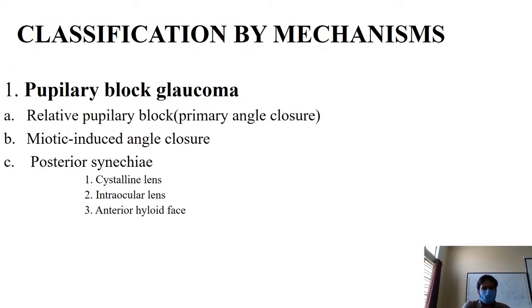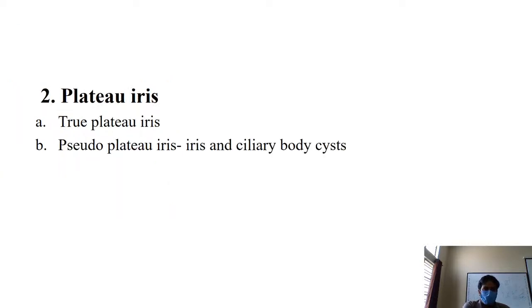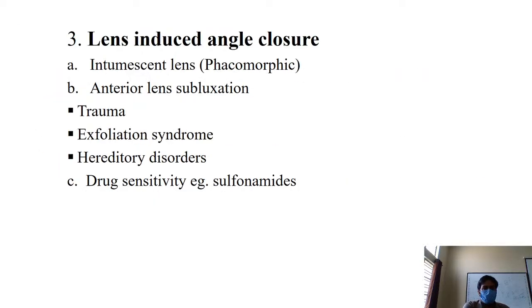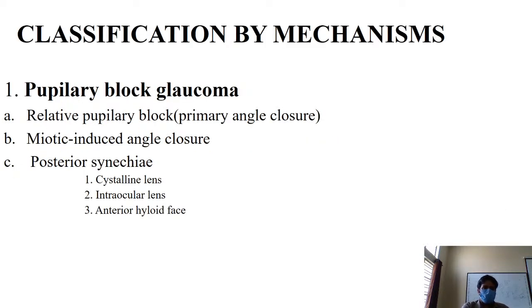The other classification some people use are pupillary block glaucoma, plateau iris, and lens-induced glaucoma. So what is pupillary block glaucoma? There is a relative pupillary block in primary angle closure glaucoma, and many times we put miotic agents such as pilocarpine that induce glaucoma, that is miotic-induced angle closure glaucoma. And third is because of posterior synechiae due to recurrent chronic uveitis. There will be posterior synechiae between the crystalline lens, intraocular lens, or anterior hyaloid face that will cause blockage of the pupil, and that will lead to pupillary block glaucoma.